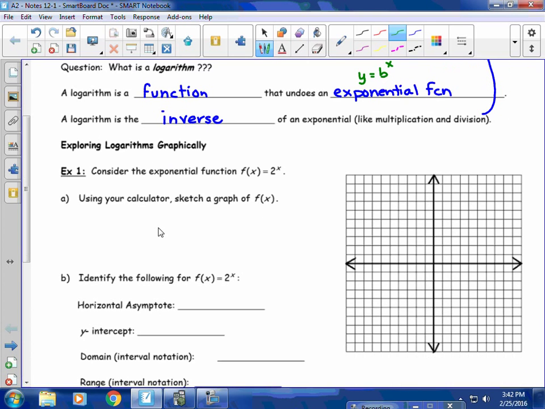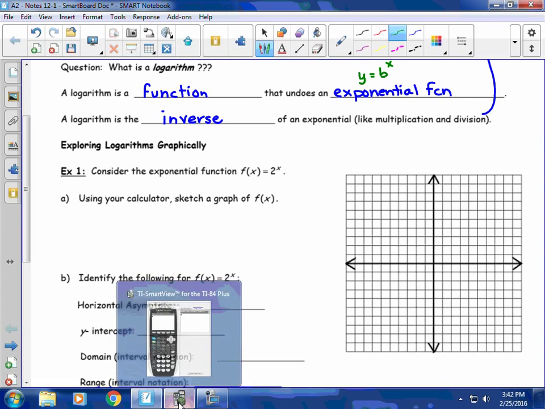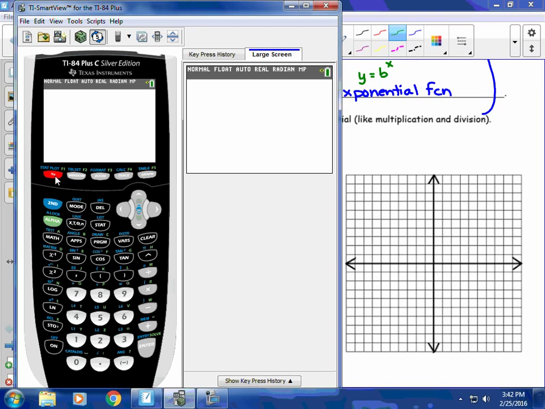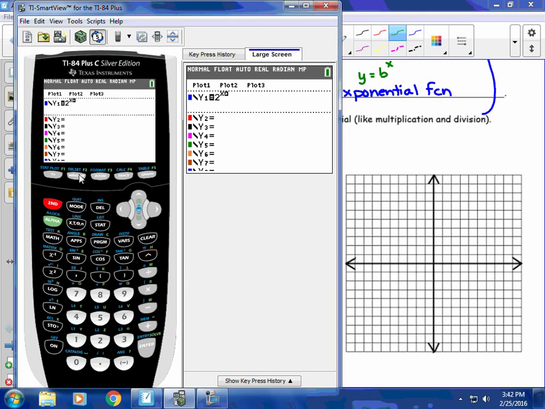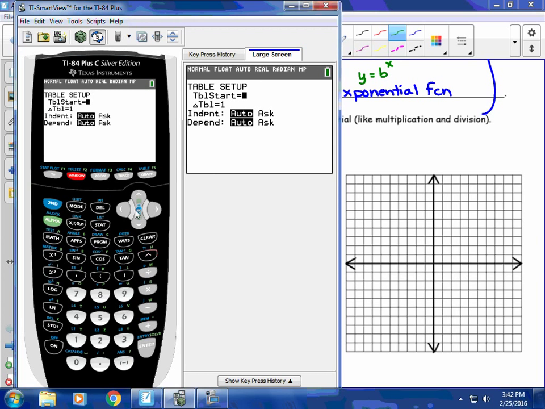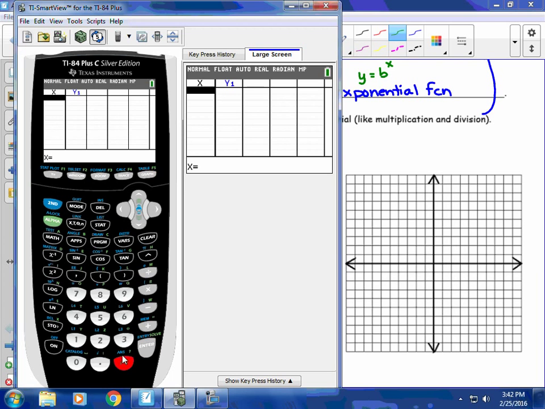Okay, so let's look at some logs graphically here. It says consider the exponential function f of x equals 2 to the x. Use the calculator to sketch a graph of f of x. All right, so we've done this a lot before, you can go to y equals in your calculator and type in 2 raised to the x. As long as your table is set on ask instead of auto, independent variable on ask, I can go to second graph to get to the table. And let's just look at -2, -1, 0, 1, and 2. Okay, so there are my values: 0.25, 0.5, 1, 2, and 4.